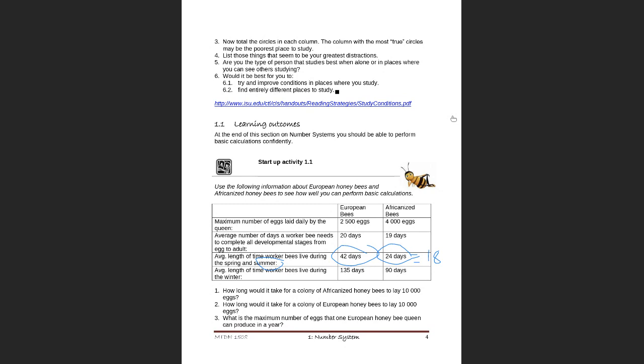Then the next one is the average length of time the worker bee lives during winter. During winter, the European bee lives 135 days, and the Africanized bee lives 90 days. When you subtract, you have 45 days. So you find out that the European bee lives 45 days longer than the Africanized bee. So that is question 5.